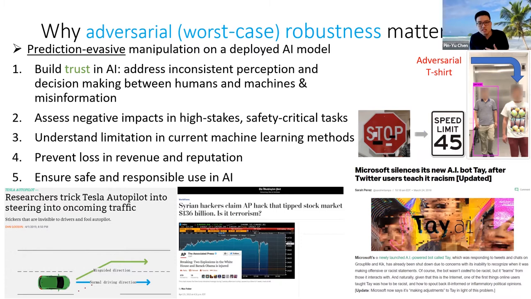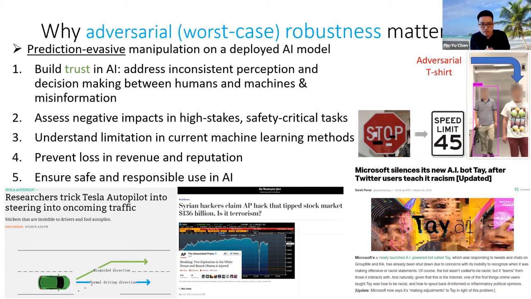Like we have seen how easy it is to add some stickers to a stop sign, making an autonomous driving car misclassify it as a speed limit sign. And we also designed a physical adversarial t-shirt with a special pattern such that any person wearing that pattern will evade the prediction of the person detector. And we have also seen some real damage, like how Tesla can be misled by adding some stickers on the road, how misinformation can hurt the stock market, and how a chatbot can be poisoned and become racist by interacting with malicious comments on the internet.